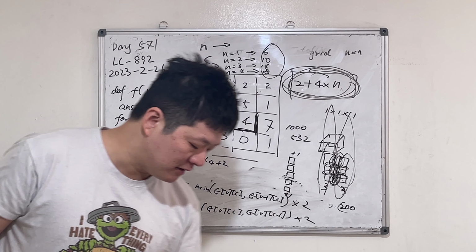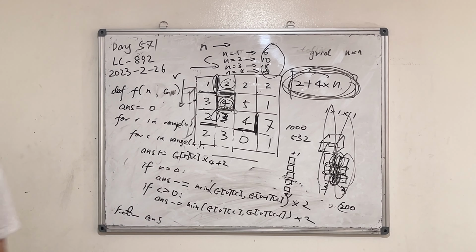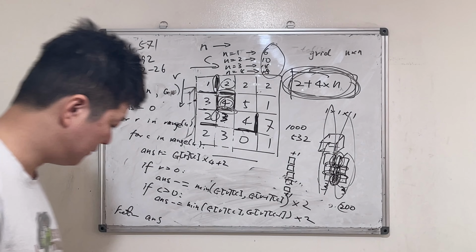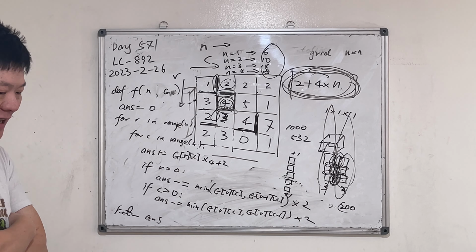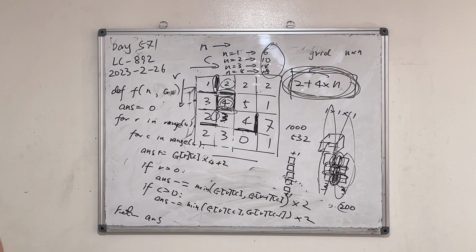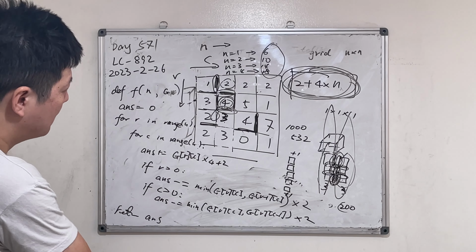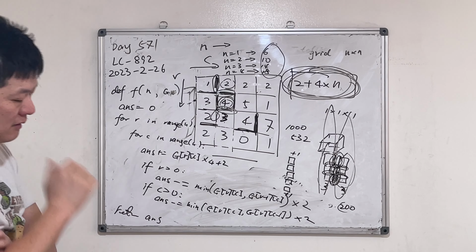Okay, so what have you learned today? We have this platform for cubes to go on, and we want to count the number of surfaces. And what's the idea? How do we do it? We find out the common parts, which is the minimum times 2.